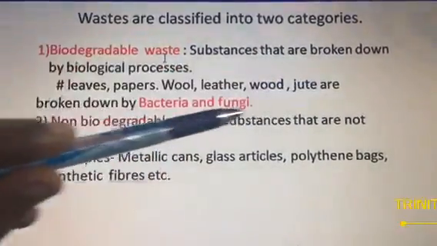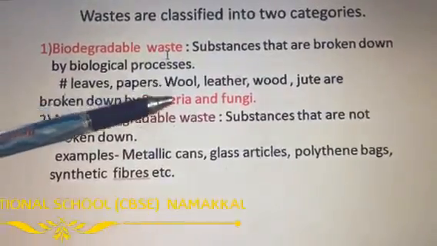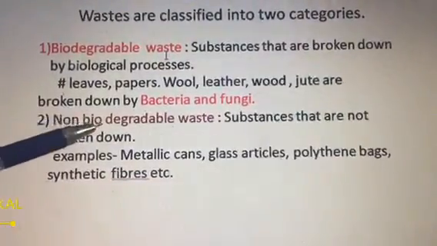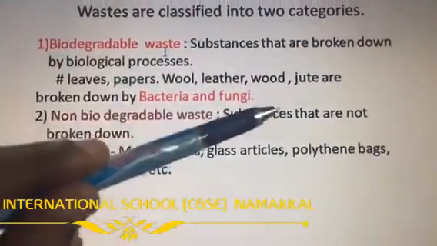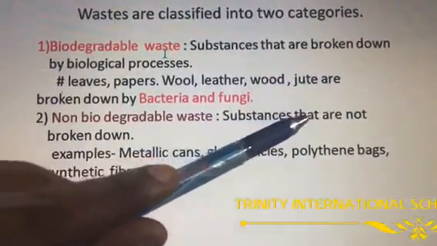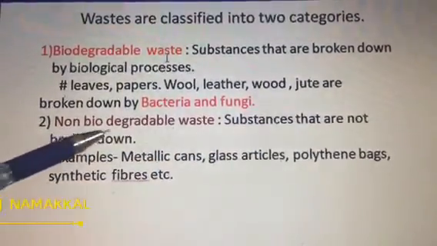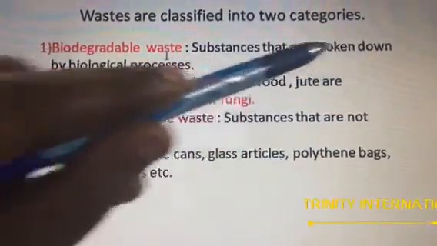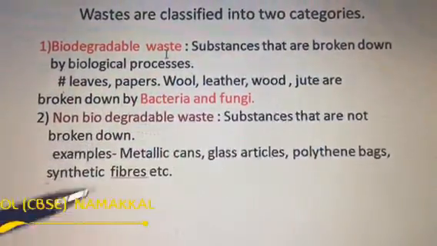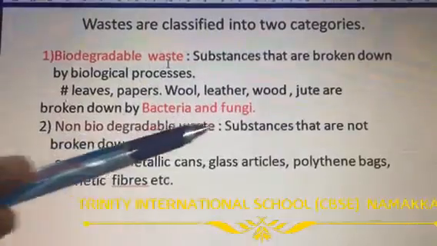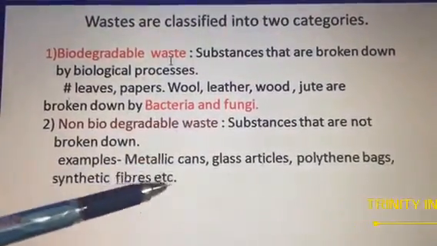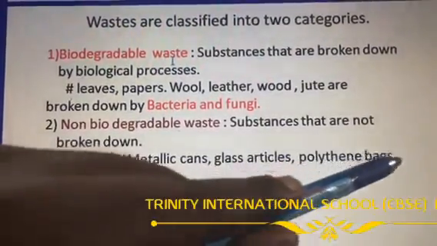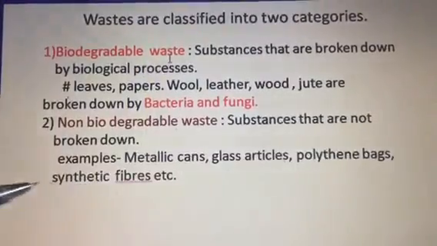These wastes are broken down by bacteria and fungi. And non-biodegradable waste means substances that are not broken down. Here broken down, here not broken down. Examples of non-biodegradable waste: metallic cans, glass articles, polythene bags, synthetic fibers, etc.